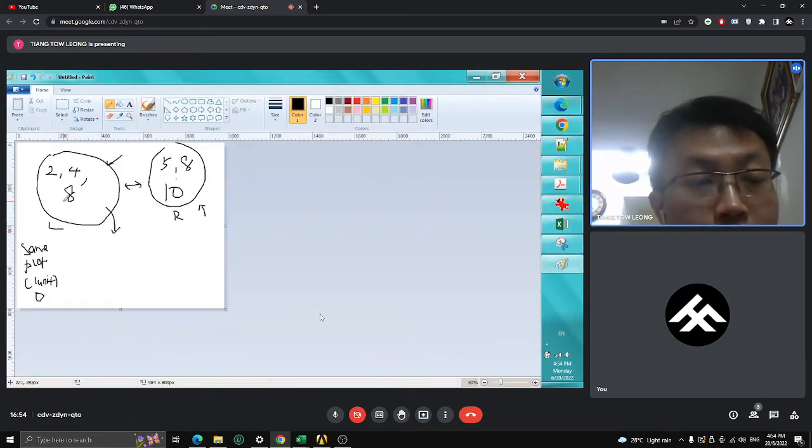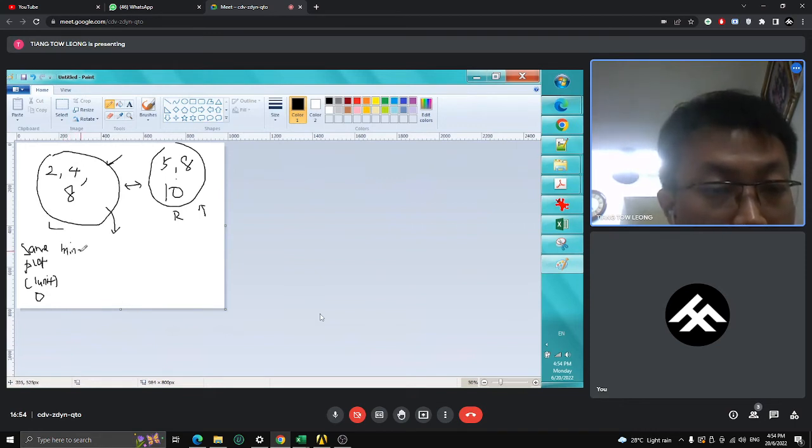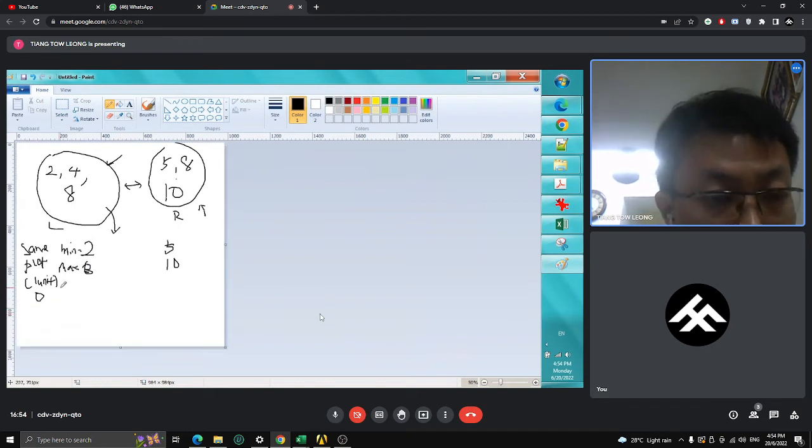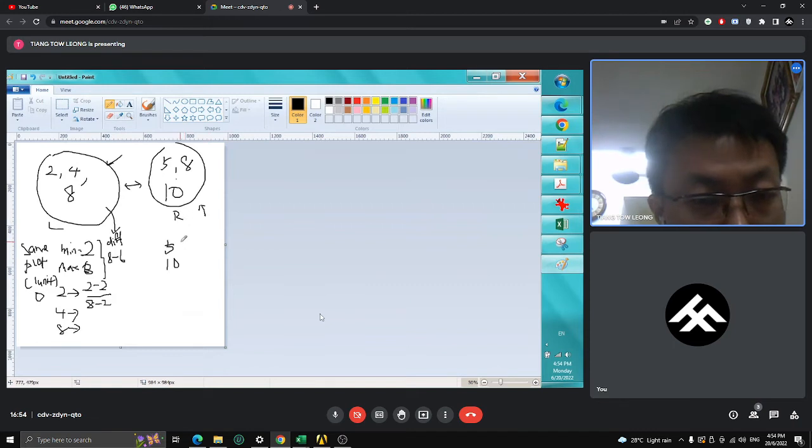Usually, how I do is we need to find the minimum value for this one. Minimum value is 2, right? Then the maximum value is 8. Then for this one the minimum value is 5, maximum is 10. So how we do that is we convert 2, 4, 8 to normalized values. We use the value minus the minimum value, divided by 8 minus 2. 8 minus 2 is the difference. Then for this one it will be 10 minus 5 as the difference.